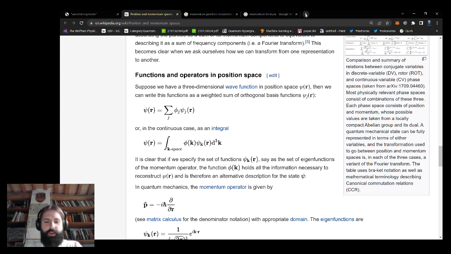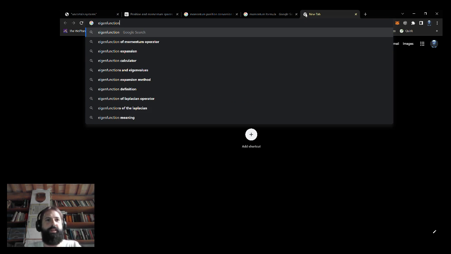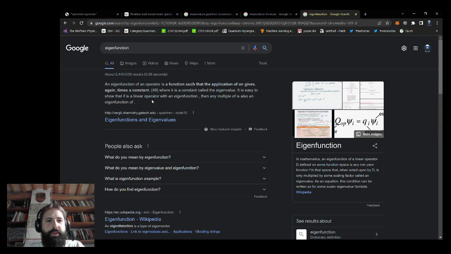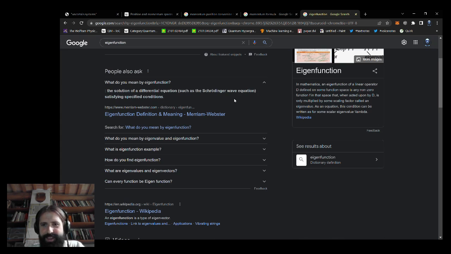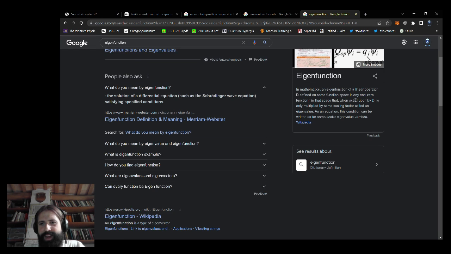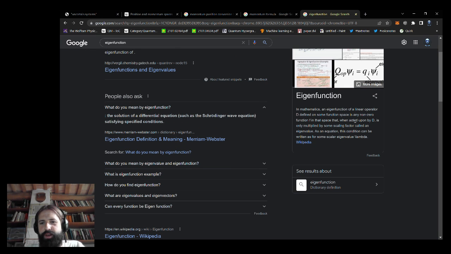The concept of eigenfunction is quite crazy. An eigenfunction of a linear operator D is a function in that space that, when acted upon by D, is only multiplied by some scaling factor.